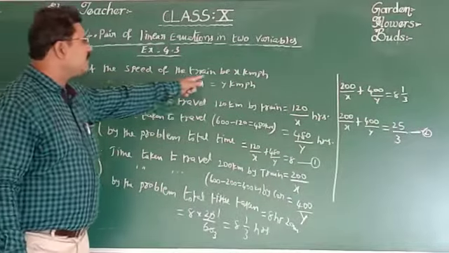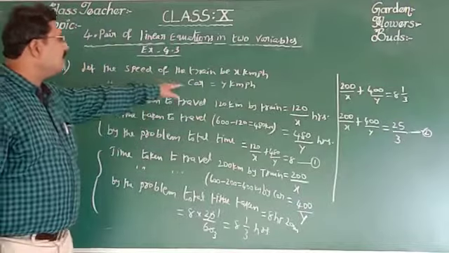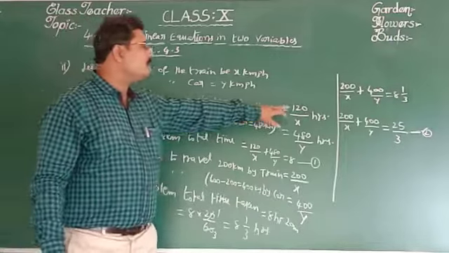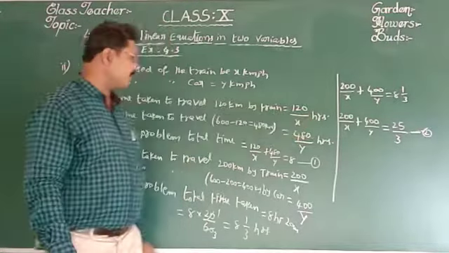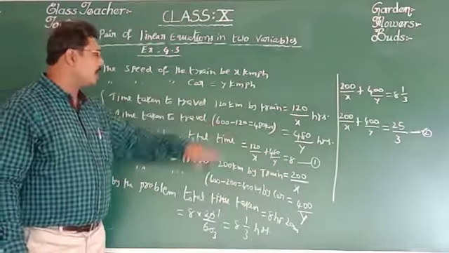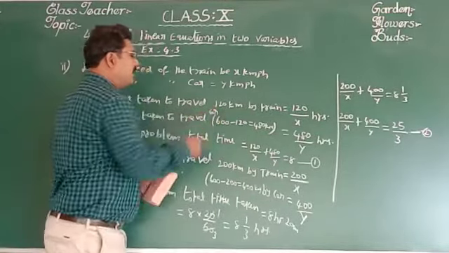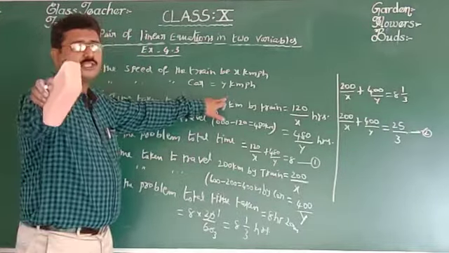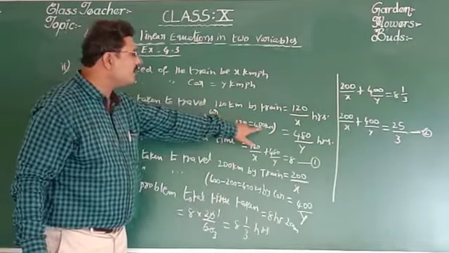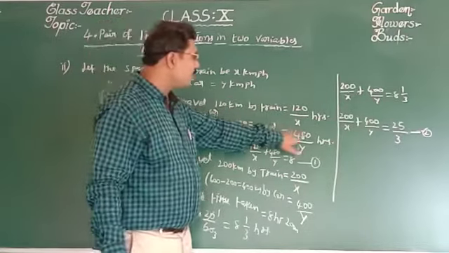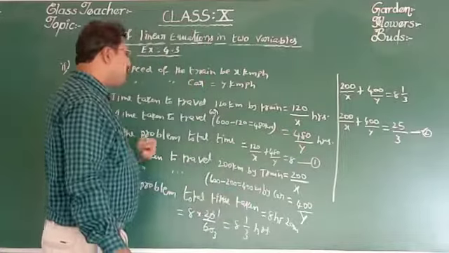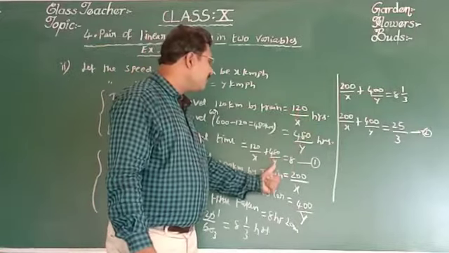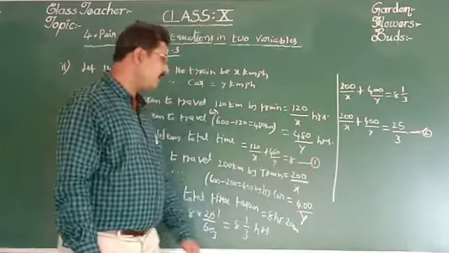Once again, let the speed of the train be x kmph and the speed of the car be y kmph. Therefore, the time taken to travel 120 kilometers by train is distance by speed, 120 by x hours. The rest of the journey is by car, 600 minus 120 is 480 kilometers, so 480 by y hours. By the problem, the total time for the first case is 8 hours, so 120 by x plus 480 by y is equal to 8. Call it equation number 1.